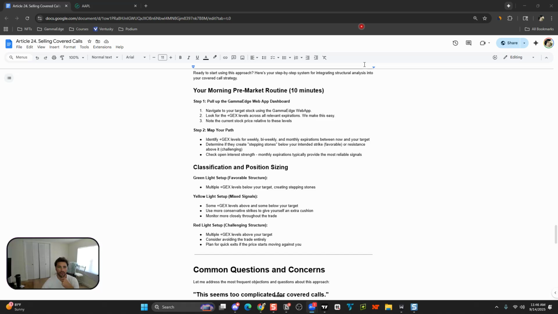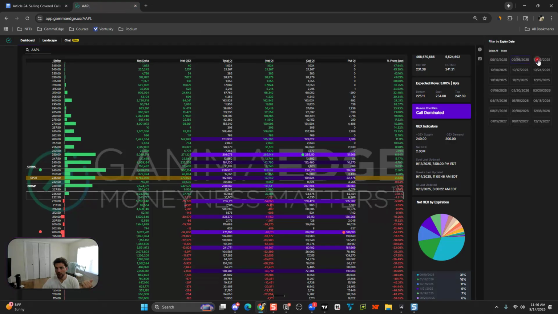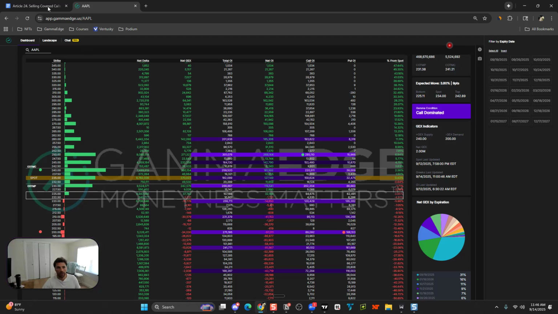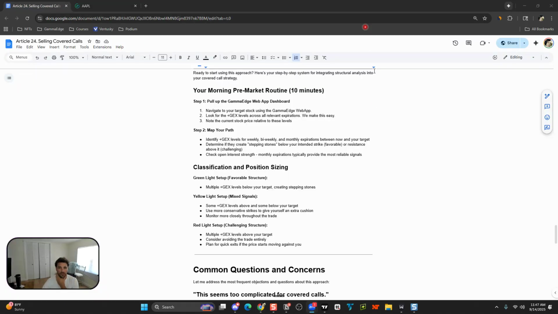And right, you're just going to navigate to the stock you're interested in and look at the plus GEX levels around all relevant expirations that you're looking at. The dashboard makes it very easy to click through one at a time, group them up, look at them all, that good stuff. And then simply note where the current stock price is relative to these levels. And then next is mapping out the path.